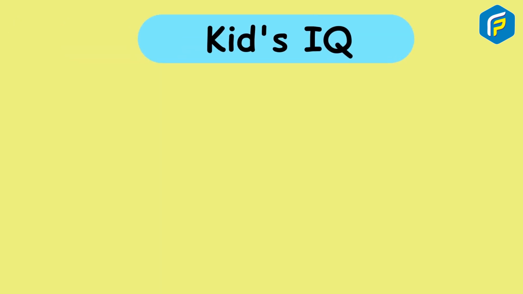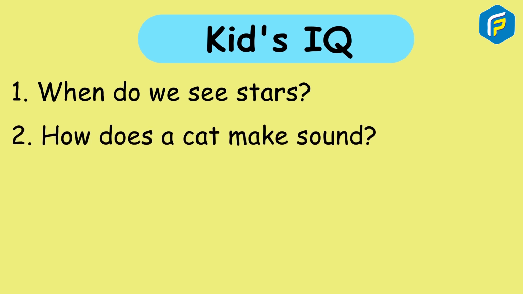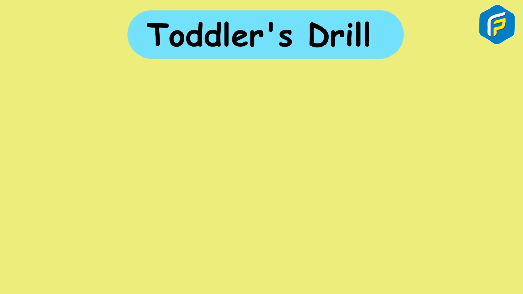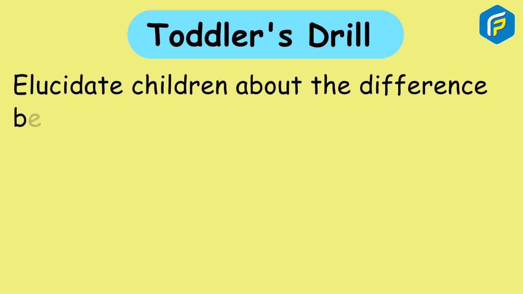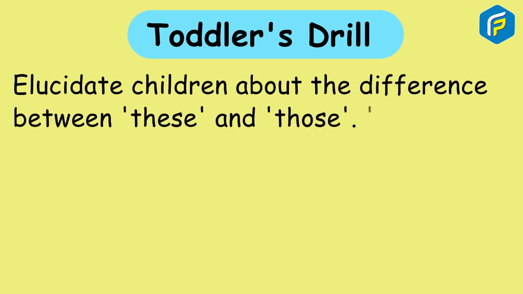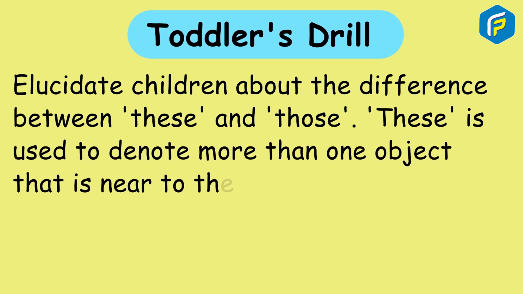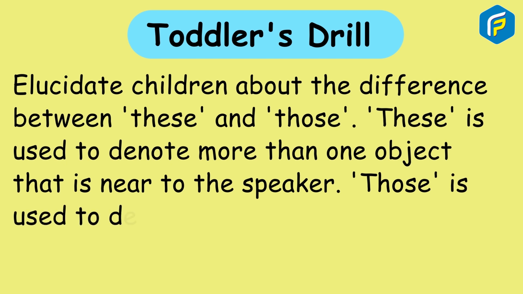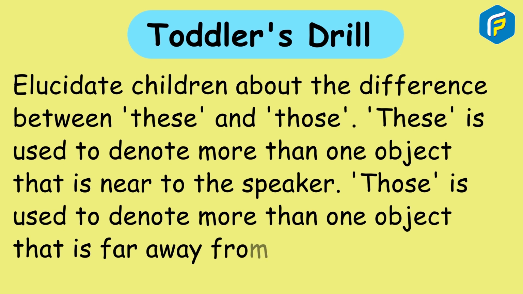Kids IQ. When do we see stars? How does a cat make sound? Toddler's drill. Elucidate children about the difference between these and those. These is used to denote more than one object that is near to the speaker. Those is used to denote more than one object that is far away from the speaker.